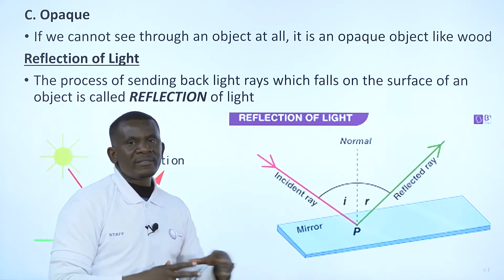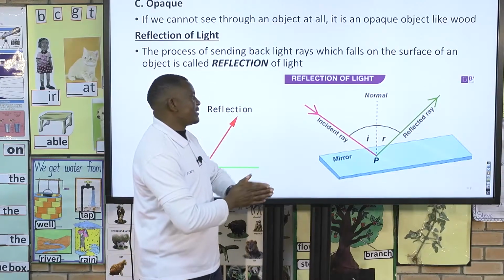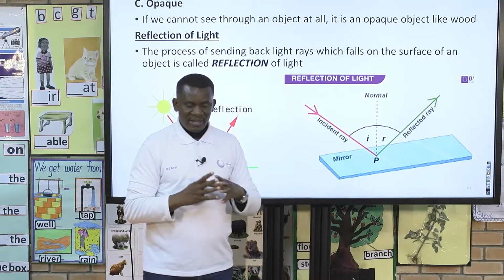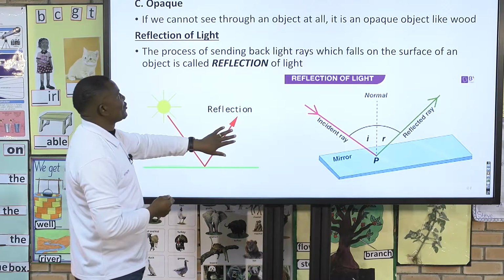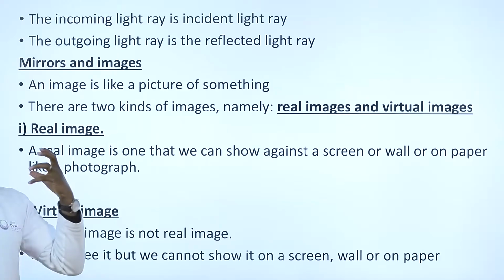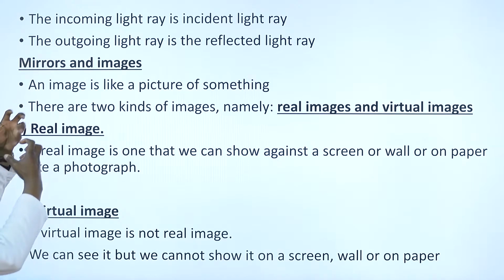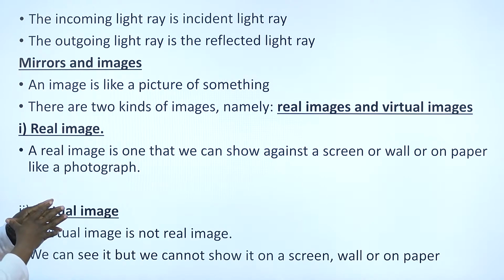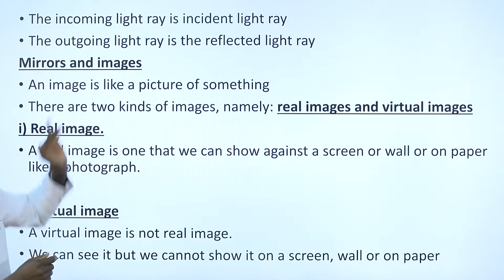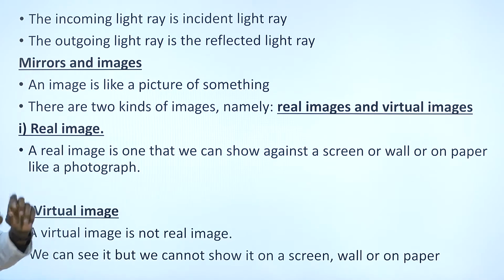This happens when light bounces back from a mirror, as I just showed you. The incoming ray is called the incident ray, and the outgoing is called a diffracted ray.